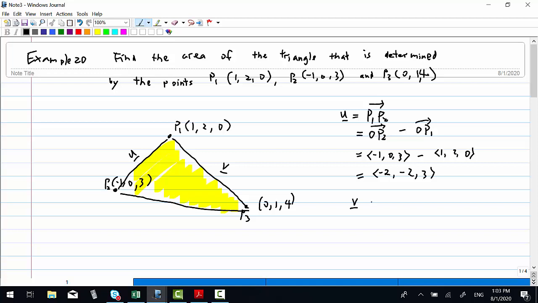And vector V is the vector P1 to P3, which is OP3 minus OP1. OP3 is the position vector of P3, which is actually (0, 1, 4). And OP1, the position vector of P1, is (1, 2, 0). After subtraction, you get (-1, -1, 4). So that is vectors U and V.